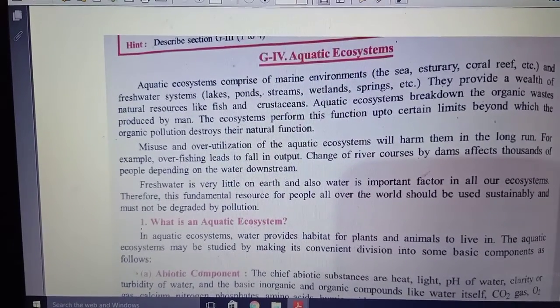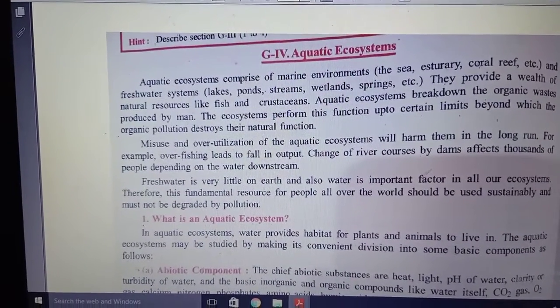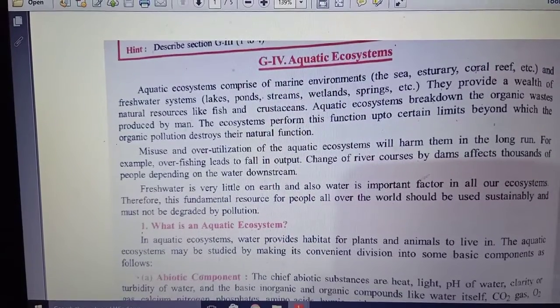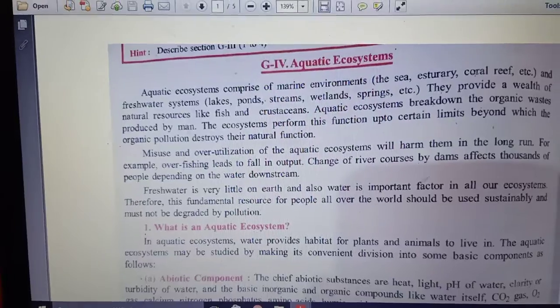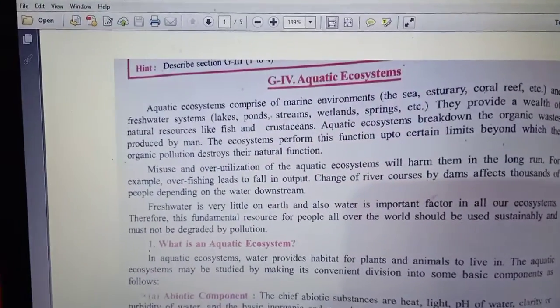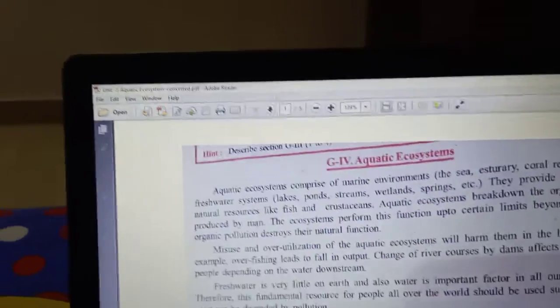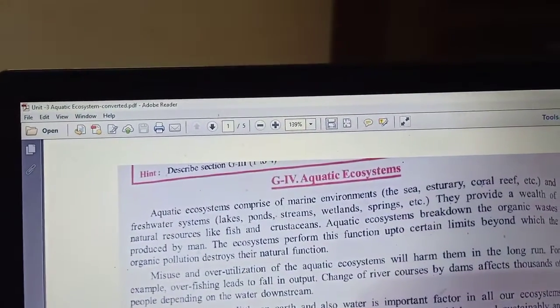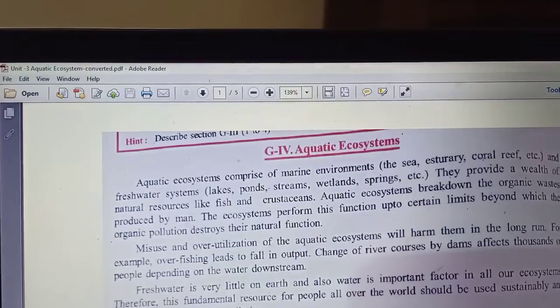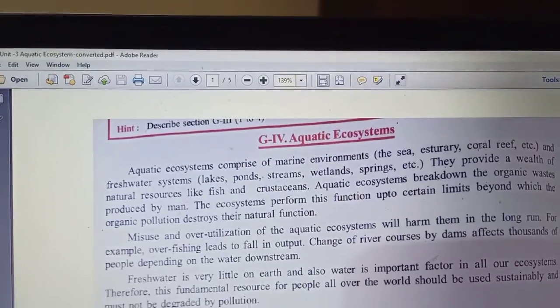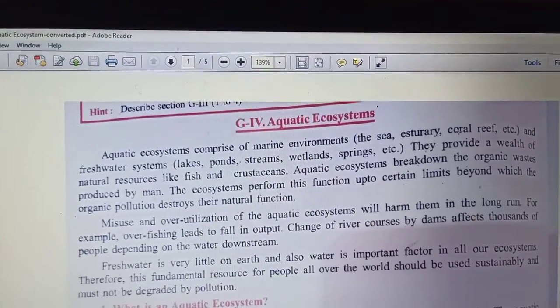Estuary means the transition between rivers and streams, and it is also the transition between sea and other types of wetlands. Now we are talking about the aquatic ecosystem, which comprises the marine environment and the freshwater system, including lake, pond, streams, wetlands, and coral reef estuary.